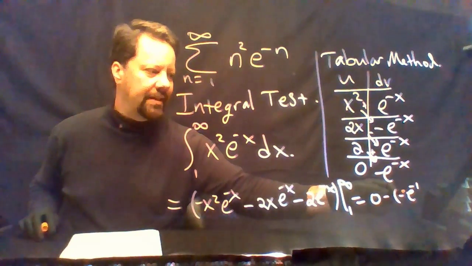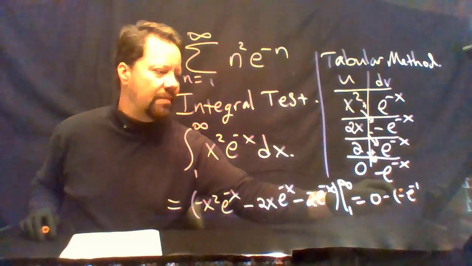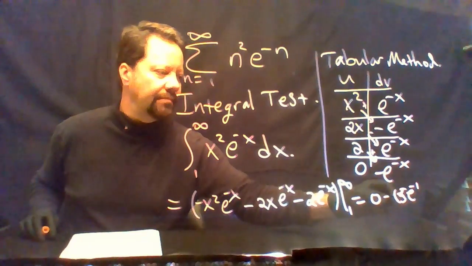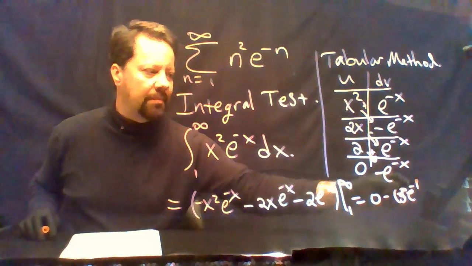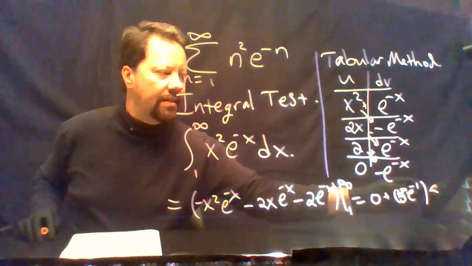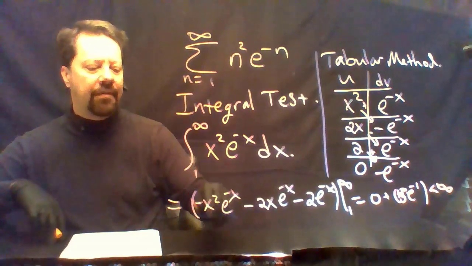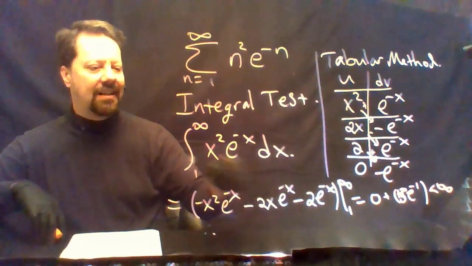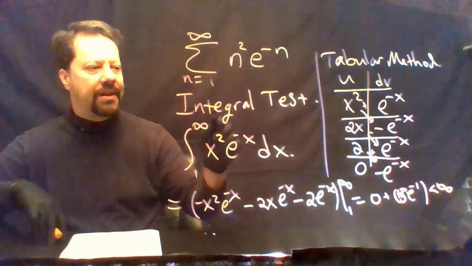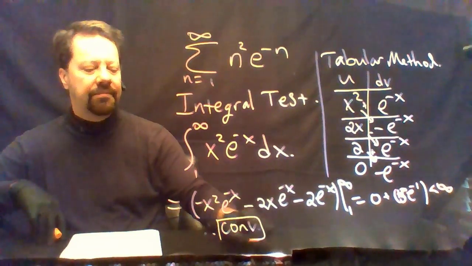That gives us minus 3 of them so far. And then minus another 2. That's going to be minus 5 e to the minus 1. Minus minus makes plus. This is finite. Both converge or both diverge. Since the improper integral converged, we deduce that the series converges.